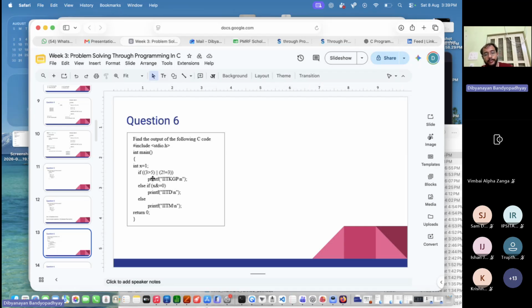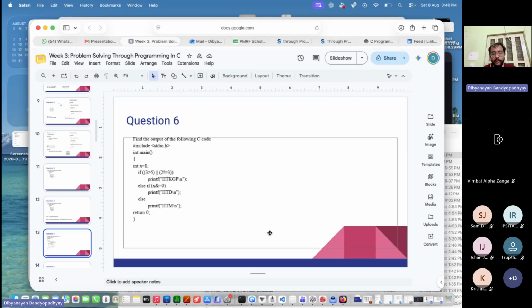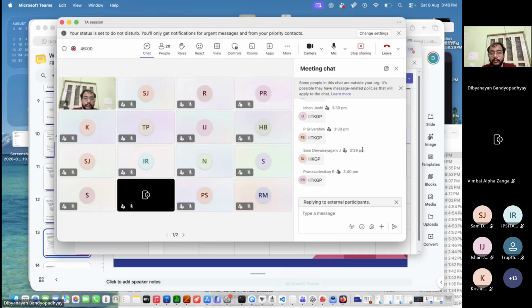Okay, so if 3 greater than 5 or 2 not equal to 3, so do you think 3 greater than 5? No, it is not true. So the left hand side equals false. So false or 2 not equal to 3. It is true. So false or true equal to true, right? Then the whole expression evaluates to true. So if true, then print IIT. That's it. So IIT gets printed here actually. Yeah, I think it is a very easy question actually.